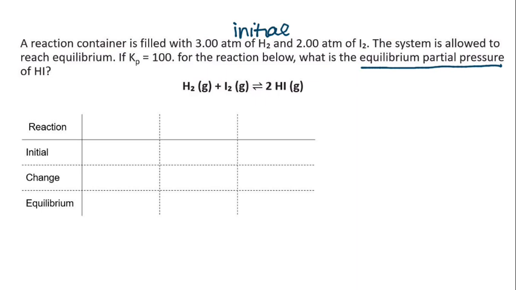So to organize that information, you should set up this table. Your table should look like this, where on the top row you have the reaction. Sometimes these are called RICE tables because you have reaction, initial, change, and equilibrium. You have a column for each of the components in your reaction. So here, the 2 reactants, H2 and I2, and then we'll put our equilibrium arrows here. Those are going to form 2 equivalents of hydrogen iodide.